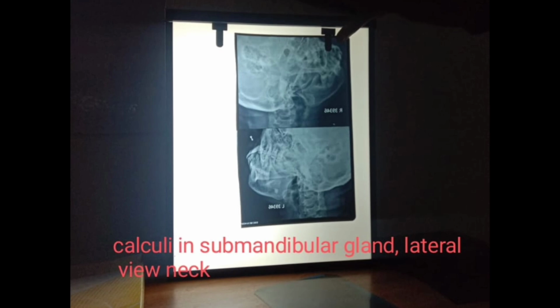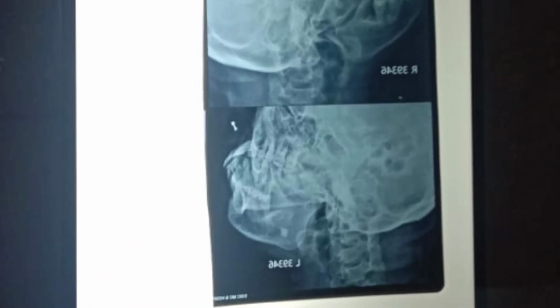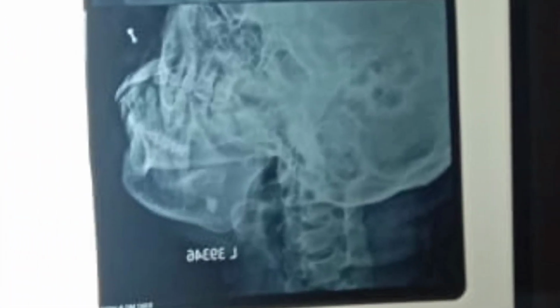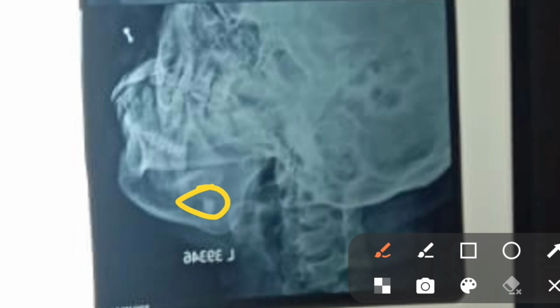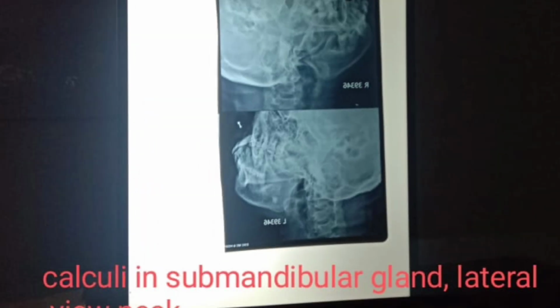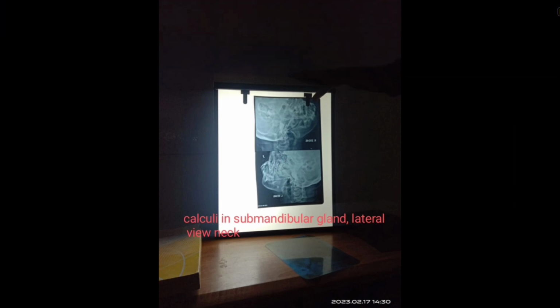Calculi in the submandibular gland, lateral view of the neck. They will tell you to locate them. So here, submandibular calculi, submandibular salivary calculi, can be obstructing the duct also.